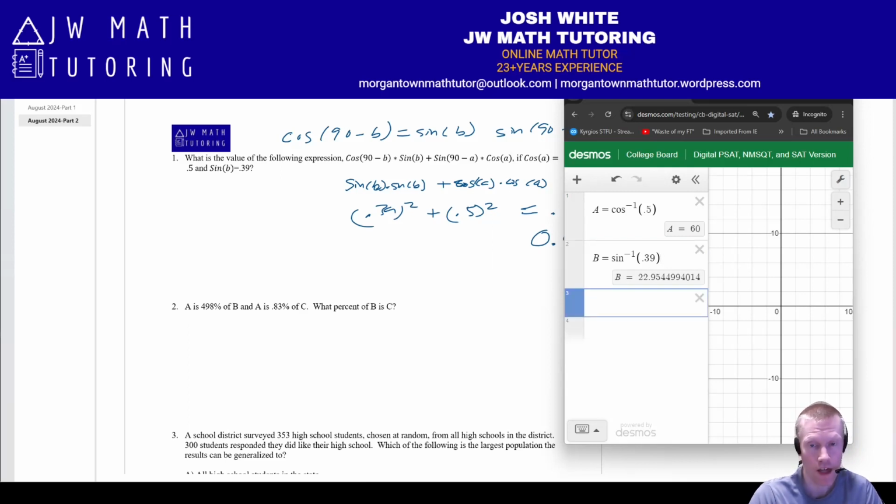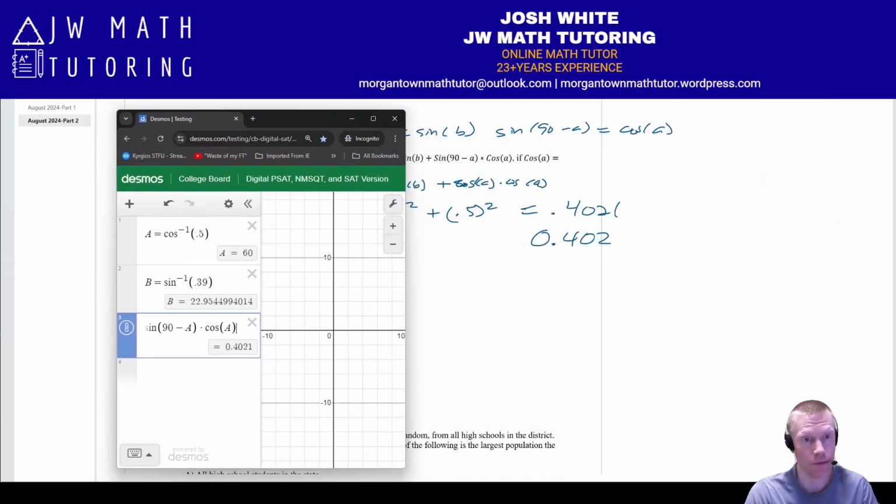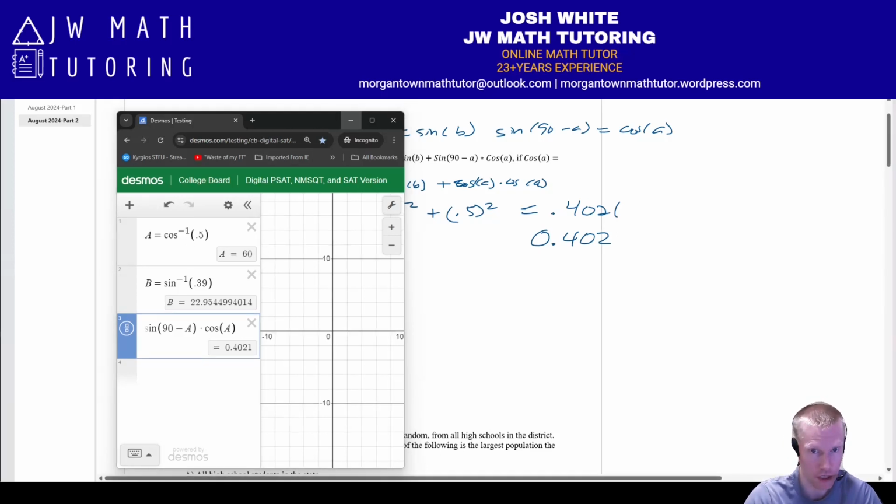So now all I have to do is type in this exact thing as it's written, cosine of 90 minus B times sine of B plus sine of 90 minus A, I'm using capital letters, of course, because that's how I defined them in my previous steps, times cosine of A. Notice I get the same exact answer, 0.4021. So again, this is how you could solve this problem entirely in Desmos by just figuring out the actual measures of the angles and then punching them into the formula.